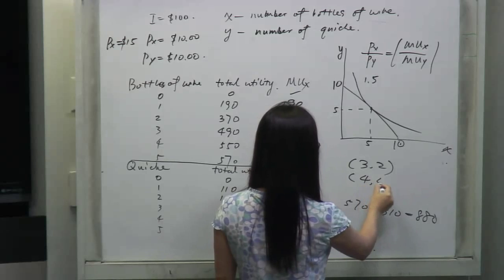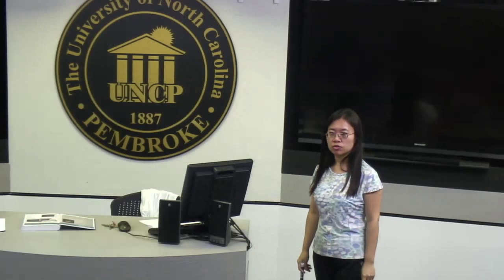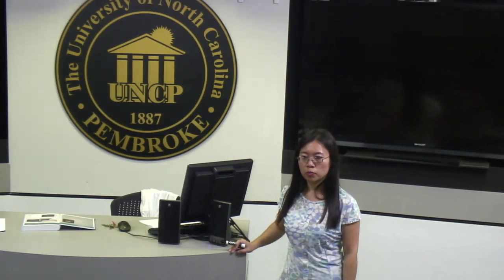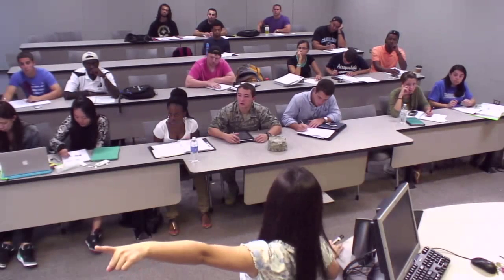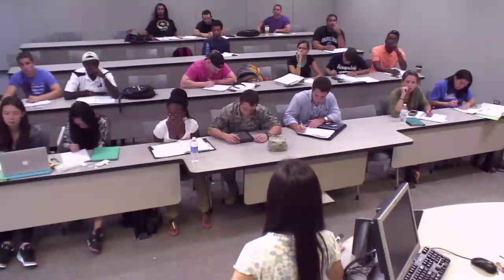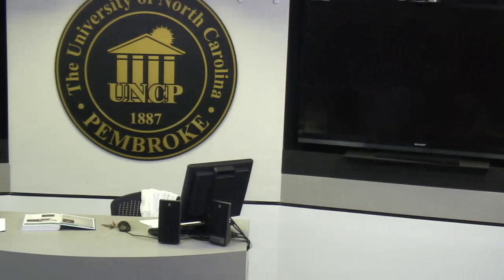3 and 2, and 4 and 4. Correct? Which one are you going to choose? 4 and 4. Why 4 and 4? Because it spends all your income. For a bottle of wine, $15, that would be $60. For quiche, $40. 40 plus 60, $100. So you're going to pick this one? Yep. Because you spend all the income, right?